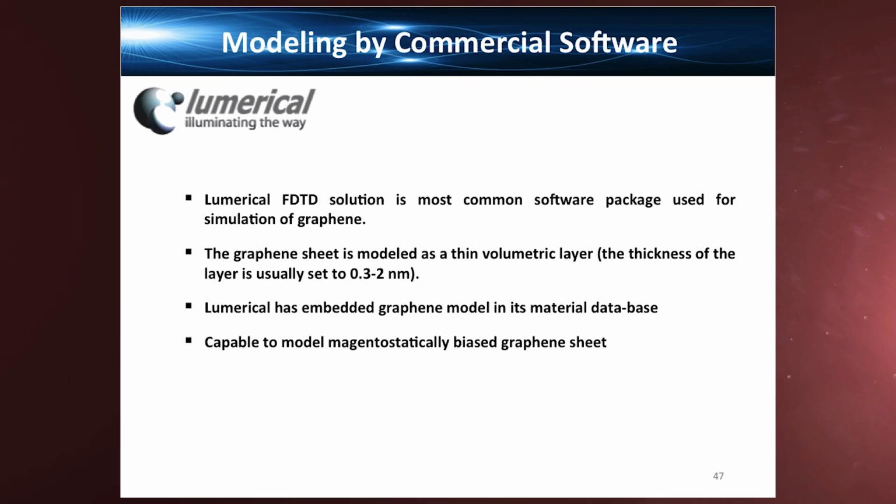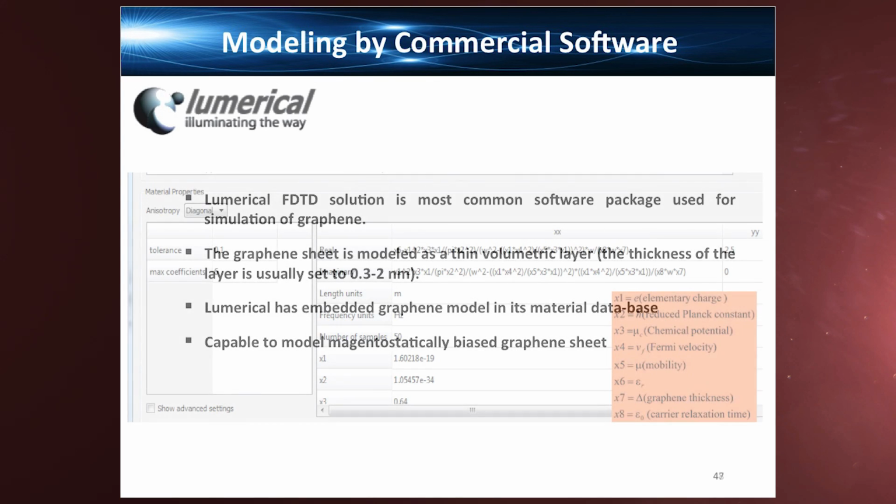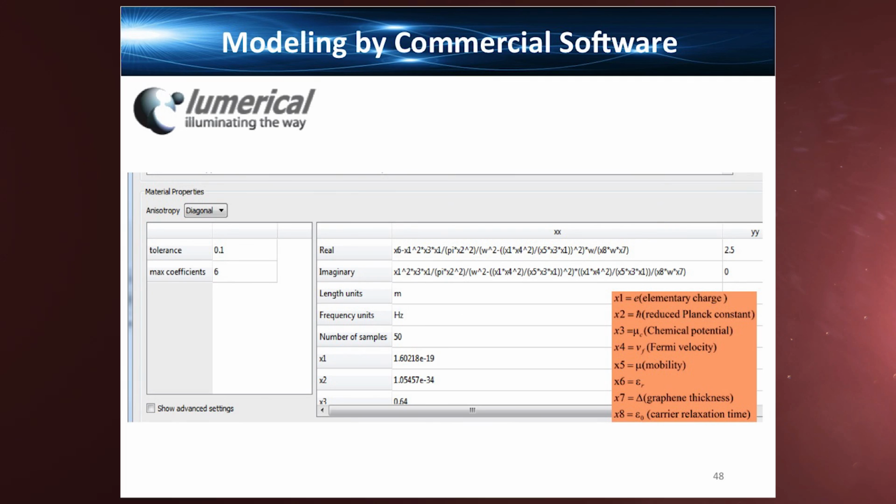And Lumerical has an embedded model for graphene in its database, as you see here, which is defined as a parameter of graphene.